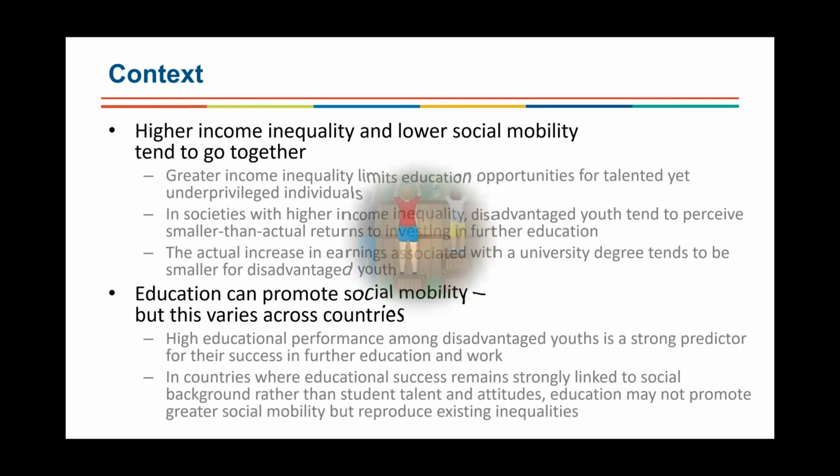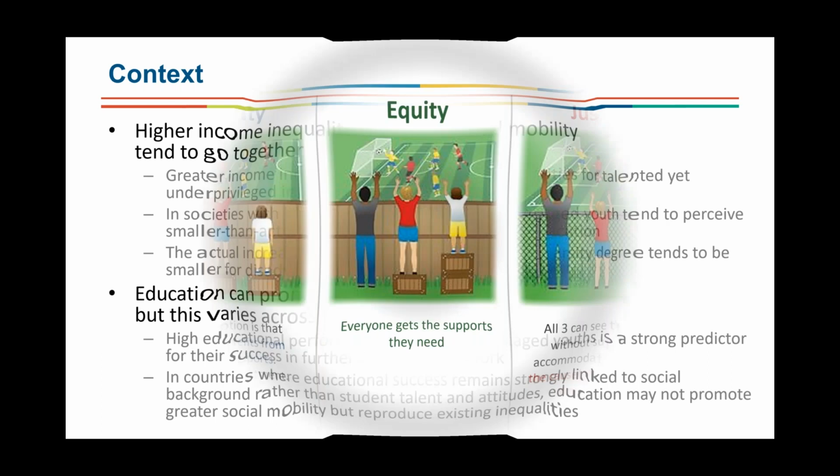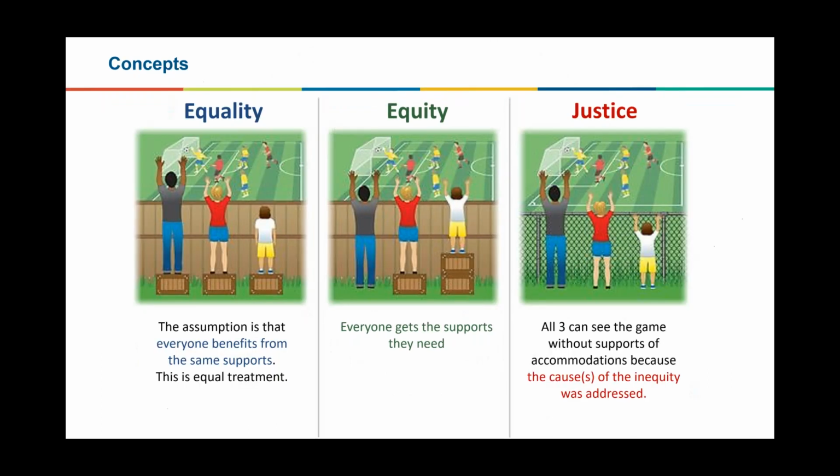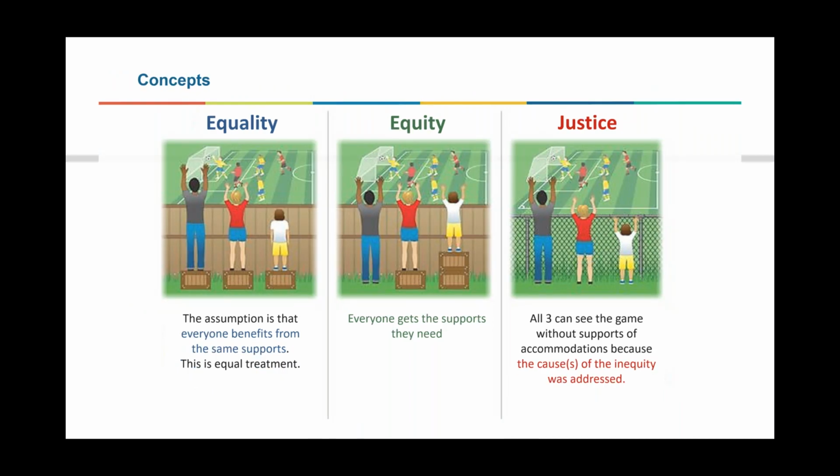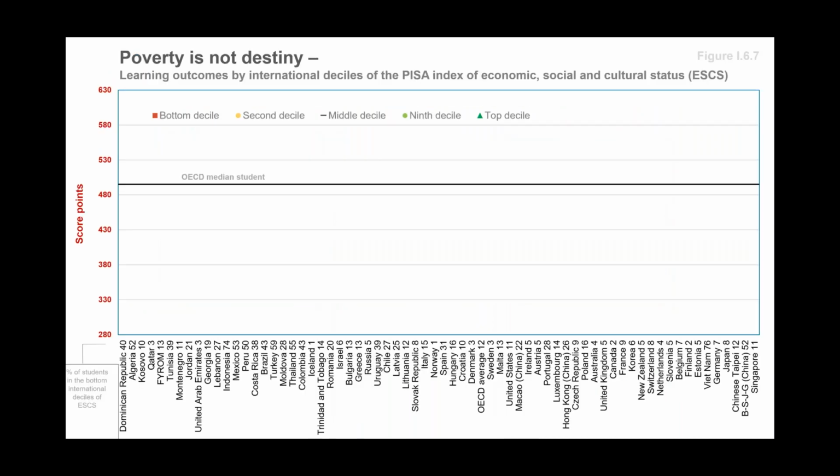The challenge for countries is really moving from equality, where we give every student the same resources, to equity, where we ensure that resources match the needs of students very closely, and last but not least, removing some of the barriers that stand between the success of students and the environment from which they come. One of the things that PISA has shown us over time is that poverty need not be destiny.